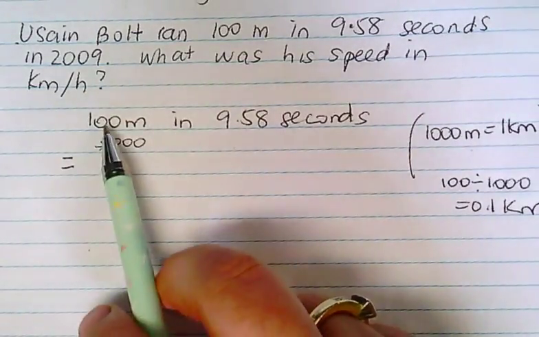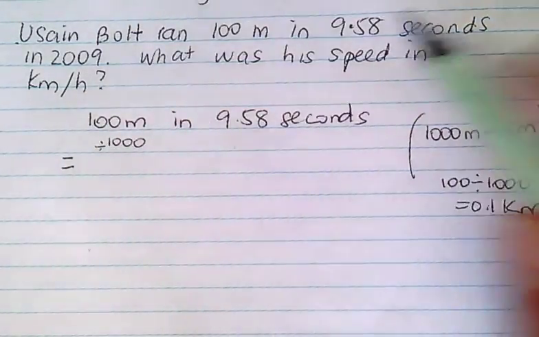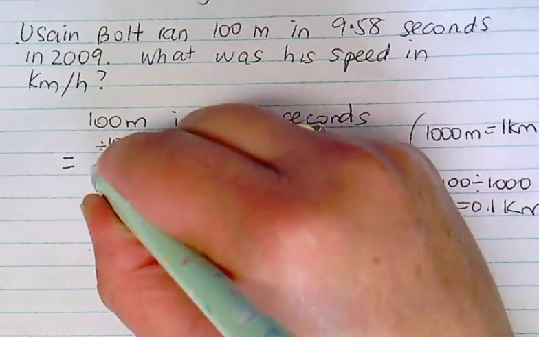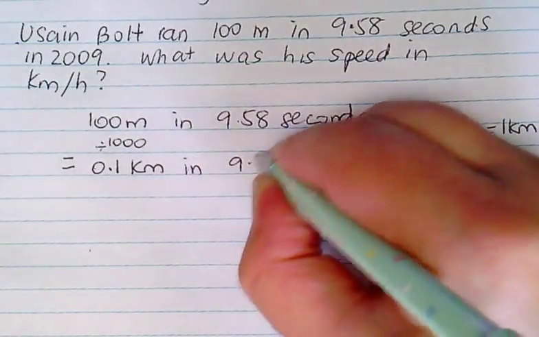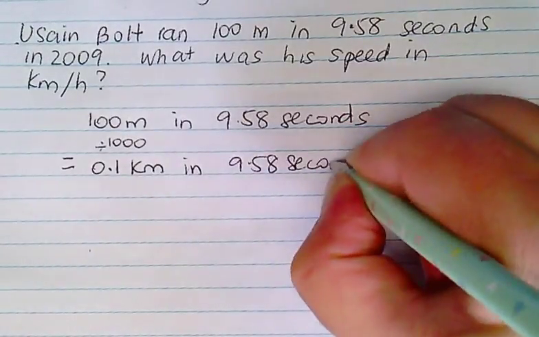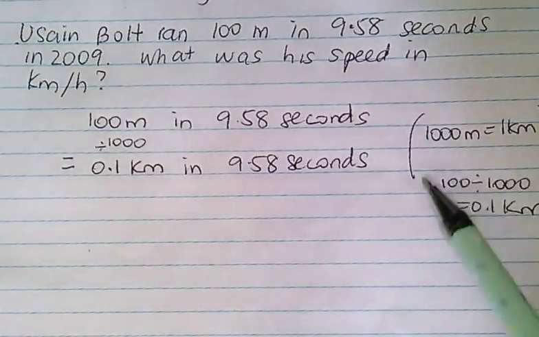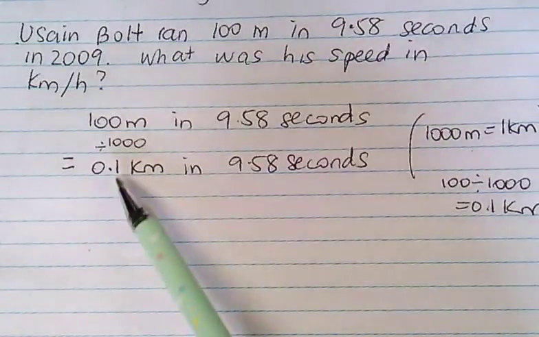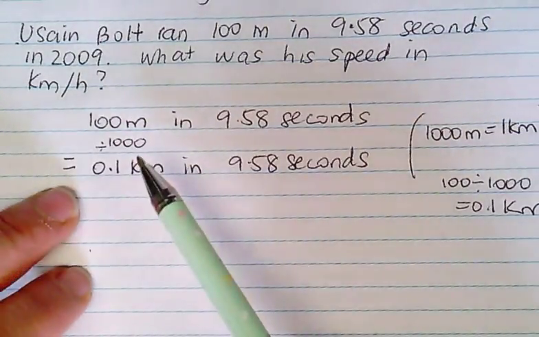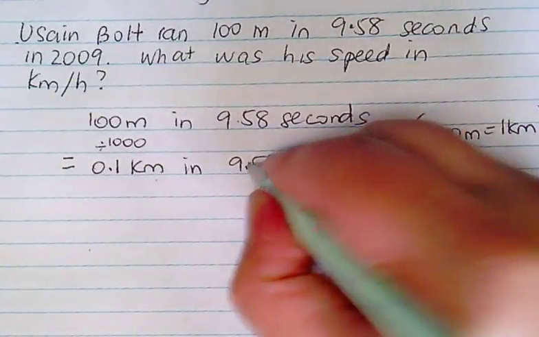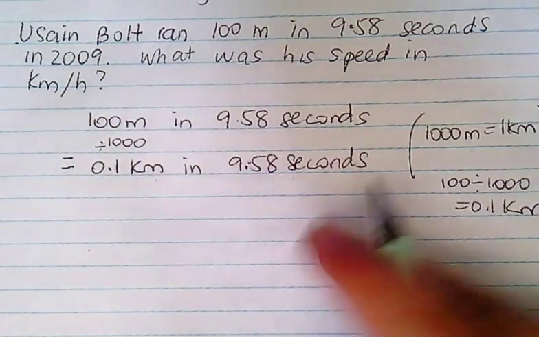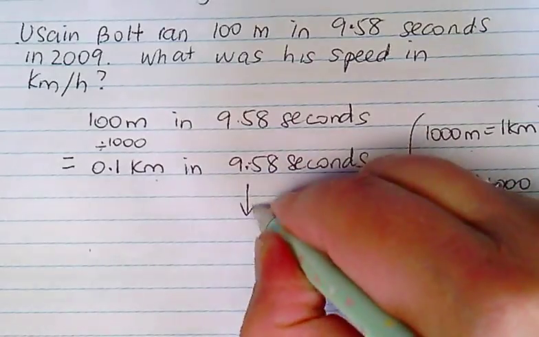So when we say that Usain Bolt ran 100 metres in 9.58 seconds, it's the same as saying he ran 0.1 of a kilometre in 9.58 seconds. Now, we're trying to see his speed in kilometres per hour. At the moment, we know his speed in kilometres per 9.58 seconds. How am I going to get to 1 hour from there? Well, there's a few ways I can do this.